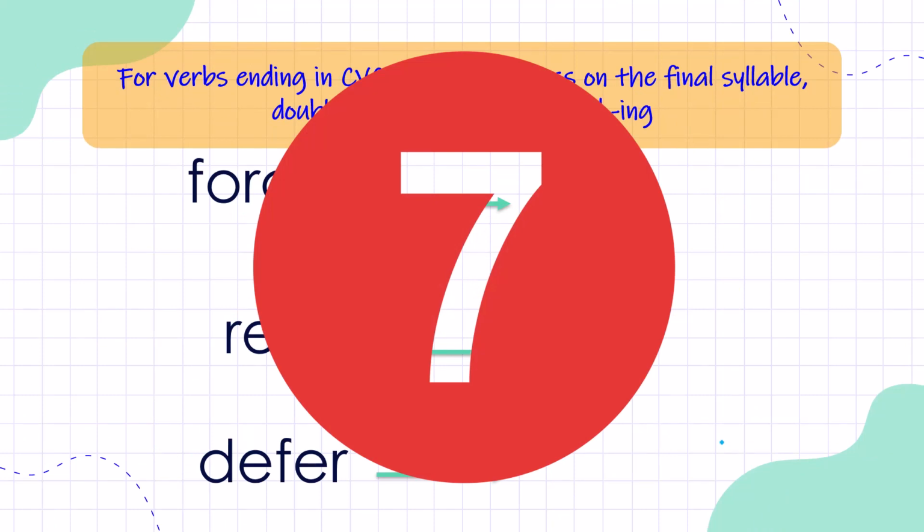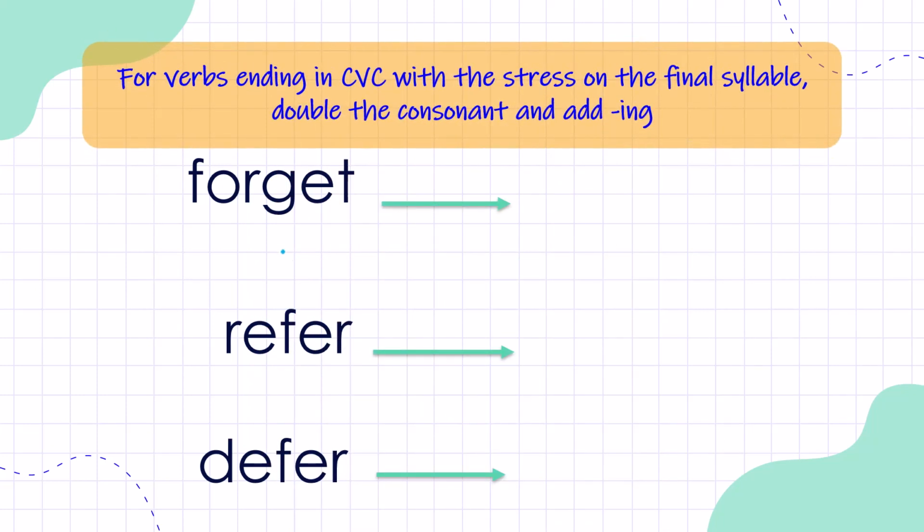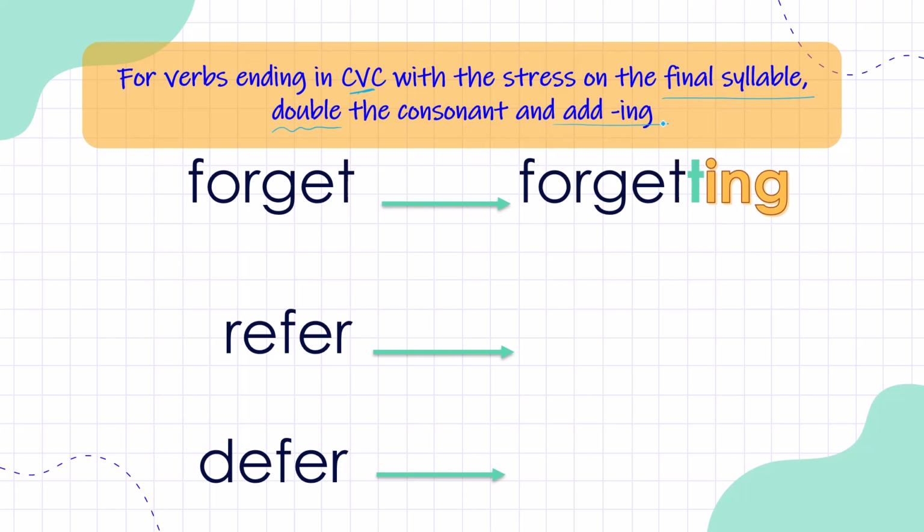Rule number 7 is a bit like the previous one, but with a big difference. For verbs ending in CVC, with the stress on the final syllable, double the consonant, then add ing. Look at the word forget. Forget. Well, when we add ing, we double T. You know why? Because here, yes, we have CVC, but the first part of the word is not stressed.